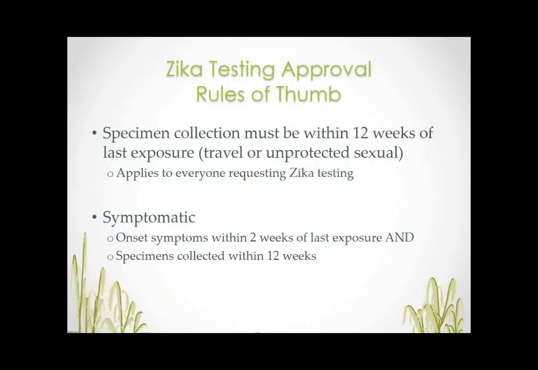So we often get questions about Zika testing approvals. Specimens have to be collected within 12 weeks of last exposure, and this applies to everyone who is being tested for Zika. It's primarily due to the limitations we have with the serologic testing, where IgM antibodies tend to wane after about 12 weeks in most people, although we have seen data now that shows persistence of IgM. For persons who are symptomatic, symptoms need to have developed within 2 weeks from the last exposure, because if they develop after that 2 weeks, it likely isn't Zika.